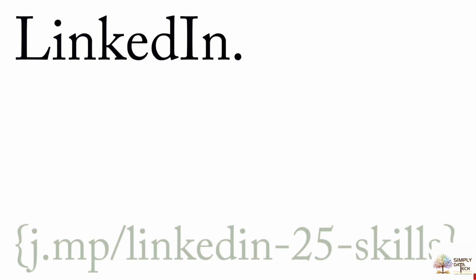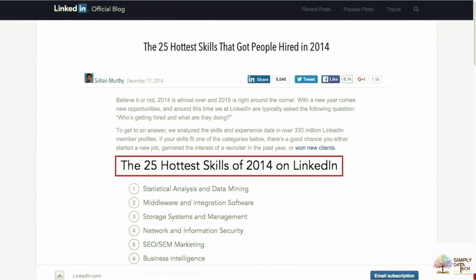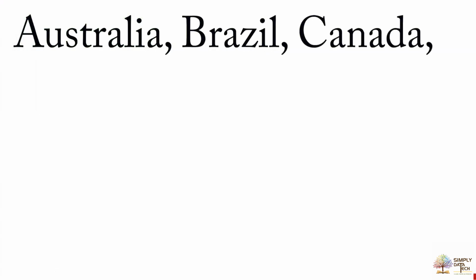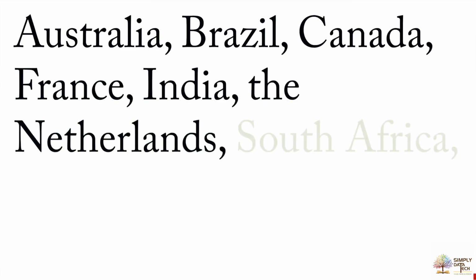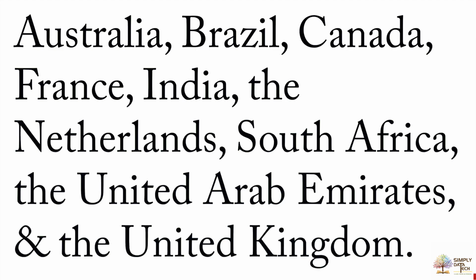Here's a shortcut URL for it. And that'll bring you to this webpage, the 25 hottest job skills that got people hired in 2014. And take a look at number 1 here. Statistical analysis and data mining, very closely related to data science. And just to be clear, this was number 1 in Australia, in Brazil, in Canada, in France, in India, in the Netherlands, in South Africa, in the United Arab Emirates, in the United Kingdom, everywhere.